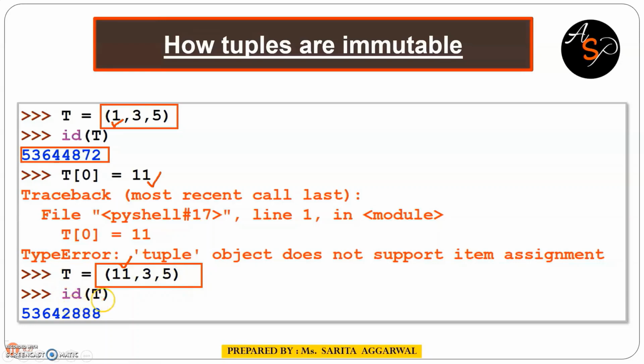Now check the id of t. This time the id of t is different from the previous one. दोनों ids क्या हैं? Different हैं. First id and second id, both ids are different. That means both the tuples are different. When we make the changes to an element of a tuple, then Python will create a new tuple.